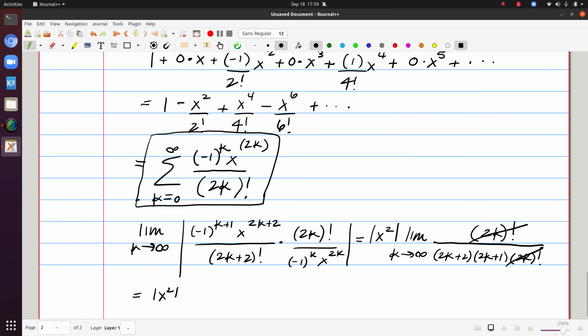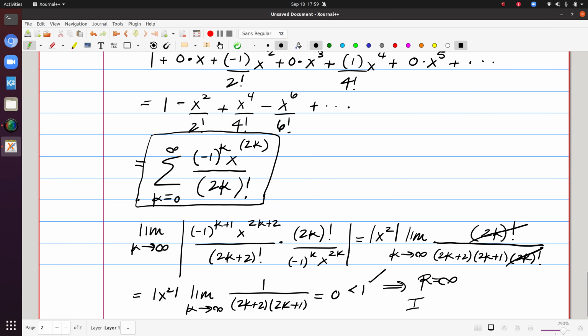So this leaves me with x squared times the limit as k approaches infinity of 1 over 2k plus 2 times 2k plus 1, and that goes to 0. So again, we get this scenario where it's always strictly less than 1, which tells me that the radius of convergence is infinity, and the interval is yet again the whole real line. So this matches with what we found for e to the x.